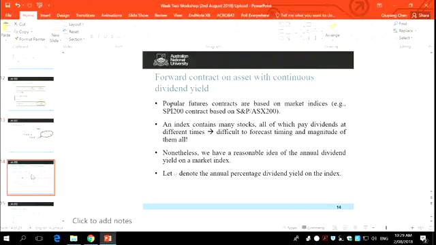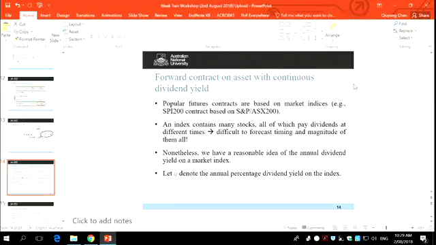Now, I would like to introduce you guys to the forward pricing formula with continuous dividend yield. So the example I just gave you guys is one Westpac share, okay? It's very rare you would see that there will be a futures contract traded on one individual share.